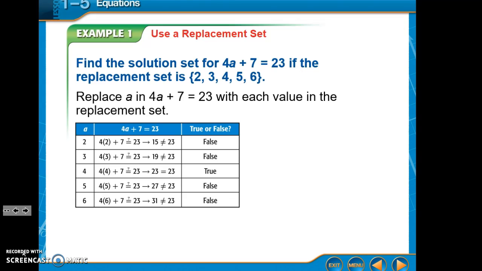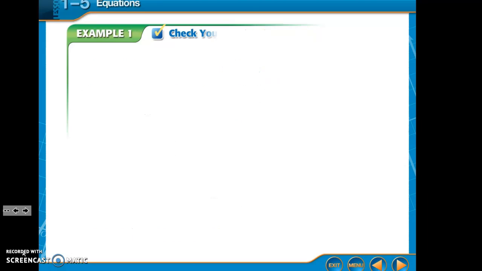A replacement set is basically a set of numbers that you're substituting in. It doesn't necessarily mean that they all will work. It just means that that's the set from which you can substitute. So from this, the only one that works is 4. Questions? No, you can write the next one down. Alright, so in this case, from the replacement set, the solution is 4, since that's the only one that's true.